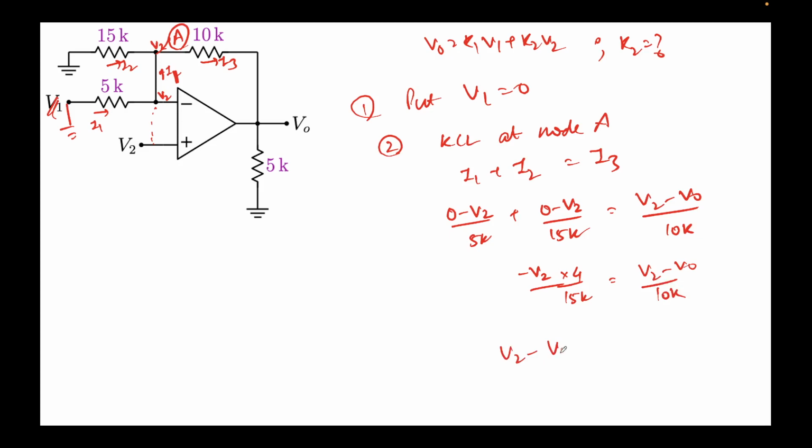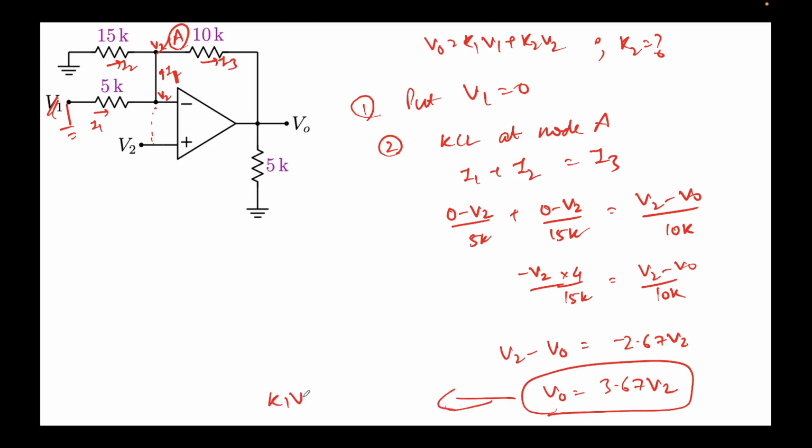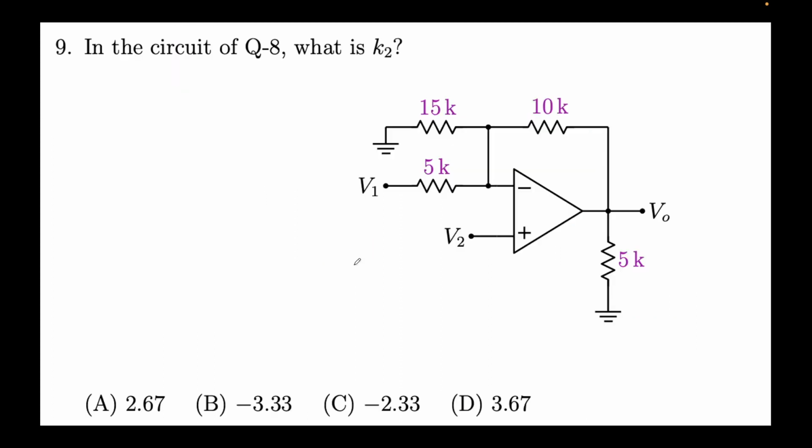If I solve this, it will be V2 minus V0 equal to 40 over 15, which comes out to be 2.67, minus 2.67 V2. So here V0 will simply come out to be 3.67 V2. Again you compare it with K1 V1 plus K2 V2. Remember V1 equal to 0, this term vanishes. So by comparison, K2 is 3.67. Let's see if there is an option. Yeah, there is an option, D.